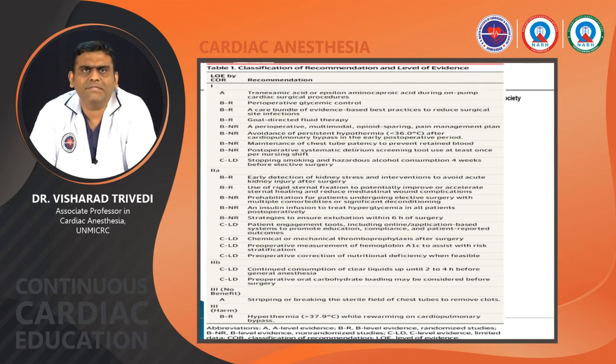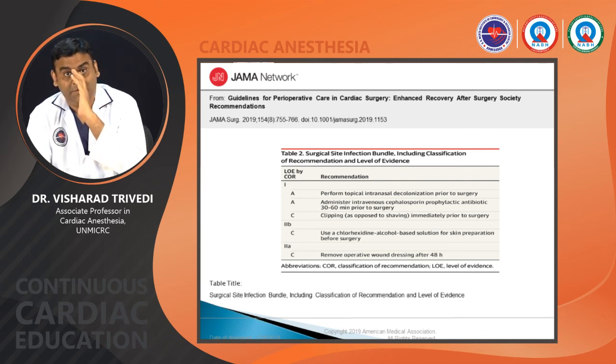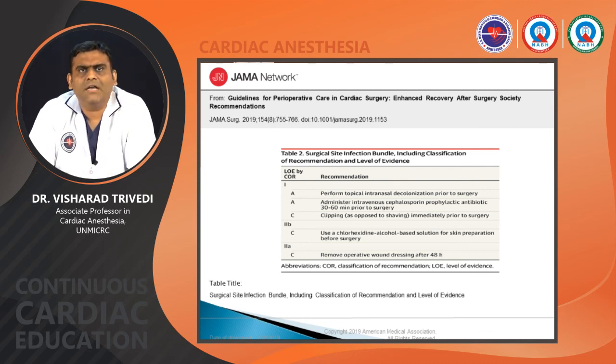You should use multimodal analgesia and opioid-sparing analgesia in postoperative cardiac patients just to prevent respiratory depression as well as for hemodynamic stability. This is again from the same paper, with a recommendation of a surgical site infection bundle, in which class 1 indications are topical intranasal decolonization prior to the surgery, administering antibiotics 30 to 60 minutes prior to the surgery, and clipping in place of shaving, recommended as a class 1 indication to prevent surgical site infections.